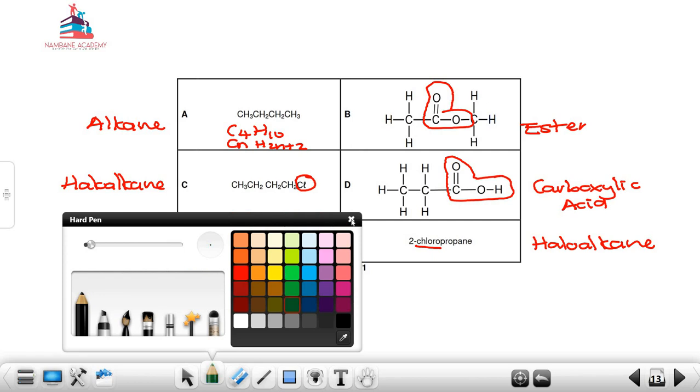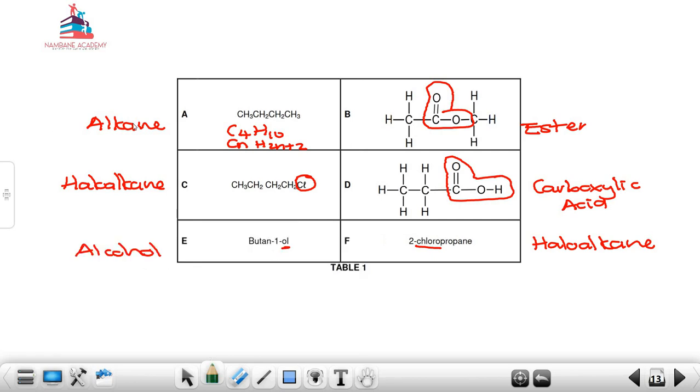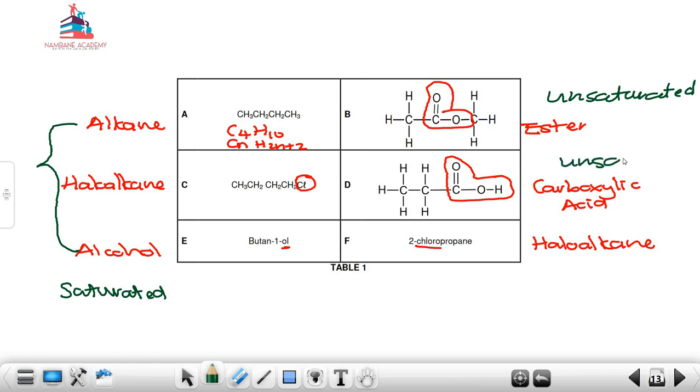Now, which ones are saturated and unsaturated? We said alkane, haloalkane, and alcohol are saturated. So these three over here are all saturated. Ester has a double bond between the carbon and the oxygen, unsaturated. Unsaturated. Haloalkane, we said they are saturated, only single bonds. And there we go, you can identify saturated and unsaturated.